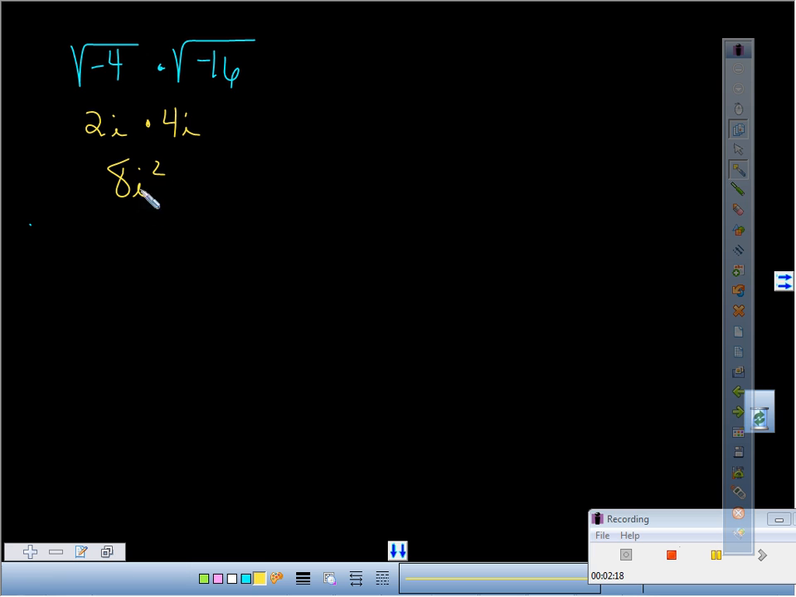And then what's 2i times 4i? And is i squared legal? No, it's not. What is i squared equal to? Negative 1. And so what's 8 times negative 1? Negative 8. All right, so we learned an easy way to remember those. Does anybody remember what it was?